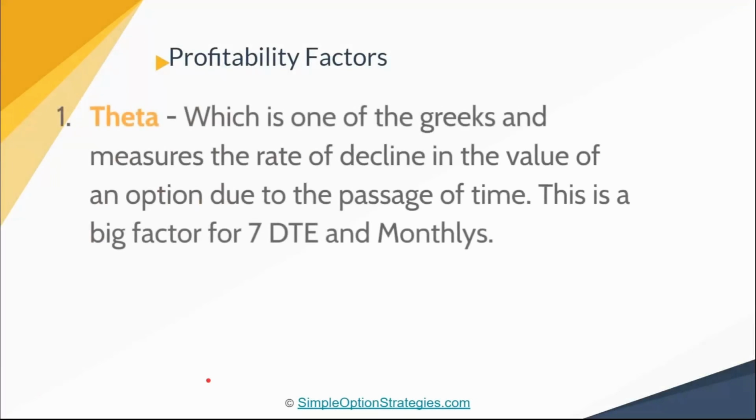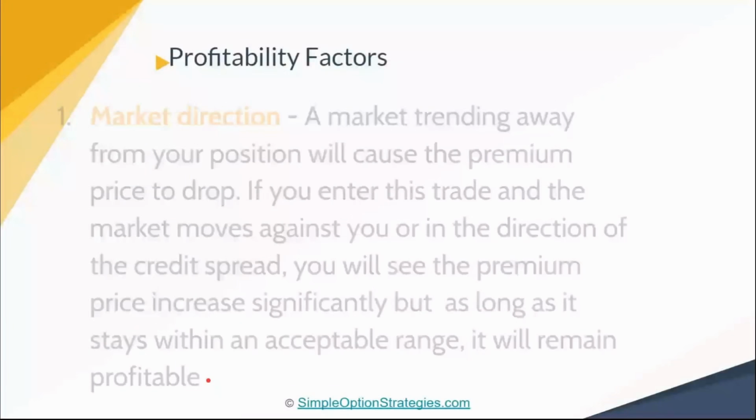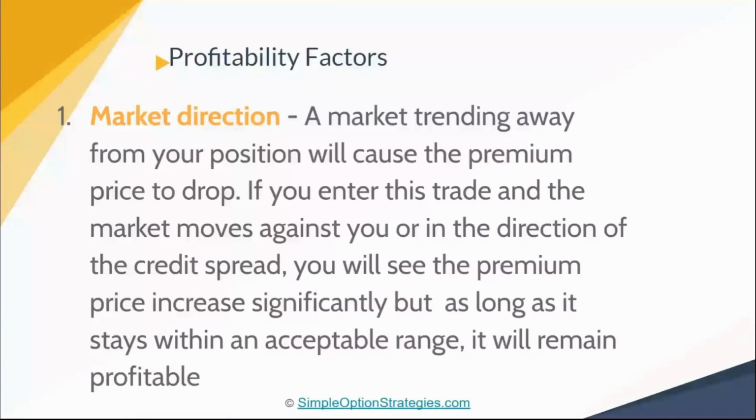Profitability, right? Theta, it's the rate of decay. And then third is the market direction. So great. Most of you got it right. And I'm going to close the poll here. And the true answer is number 3, right? Okay, let's go through another one.